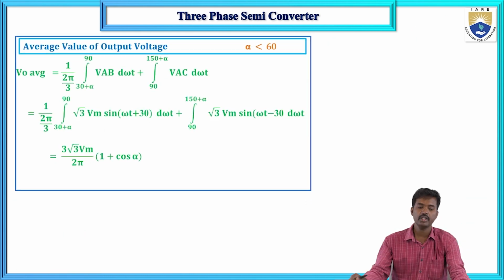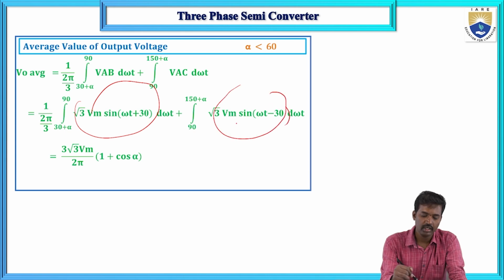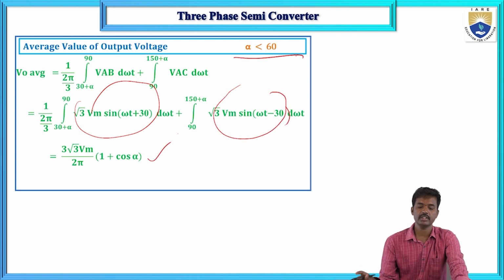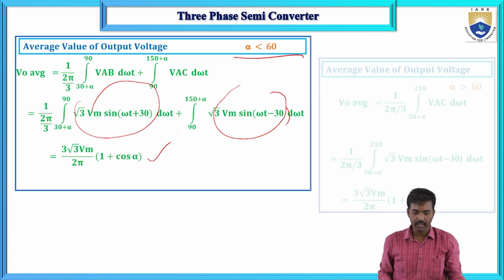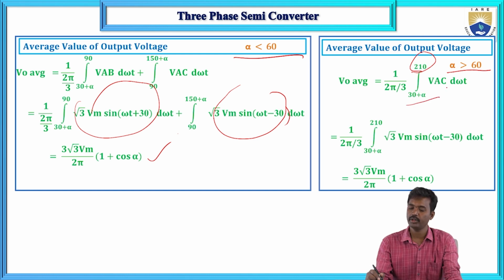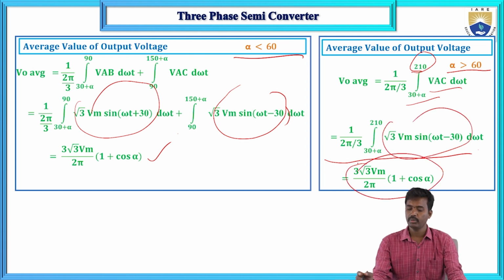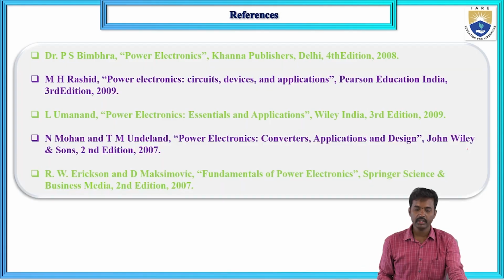Now if you see, the average output voltage equals 1 by 2 pi by 3 times the integral from 30 plus alpha to 90 of VAB, plus the integral from 90 to 150 plus alpha, that is VAC. So VAB, and this is the VAC, and next the final output is, for alpha less than 60, 3 root 3 Vm by 2 pi. And next this is the case for greater than 30, where it will conduct up to 210 degrees. So 30 plus alpha, Vm by 2 pi, that is VAC. So now this is the VAC, and the final output is 3 root 3 Vm by 2 pi times 1 plus cos alpha. So now these are the references.